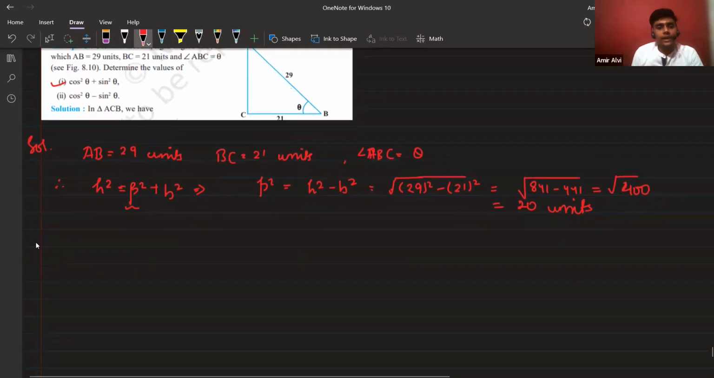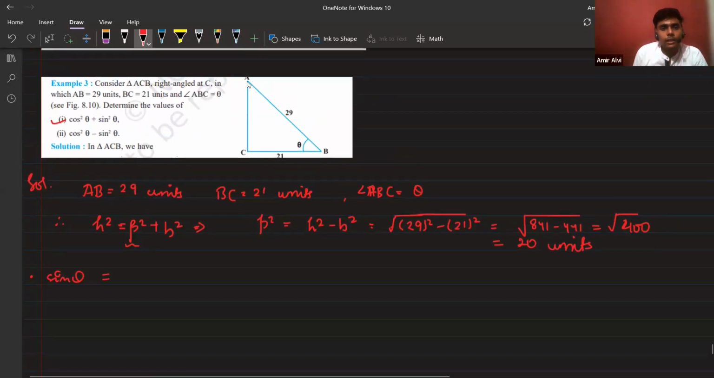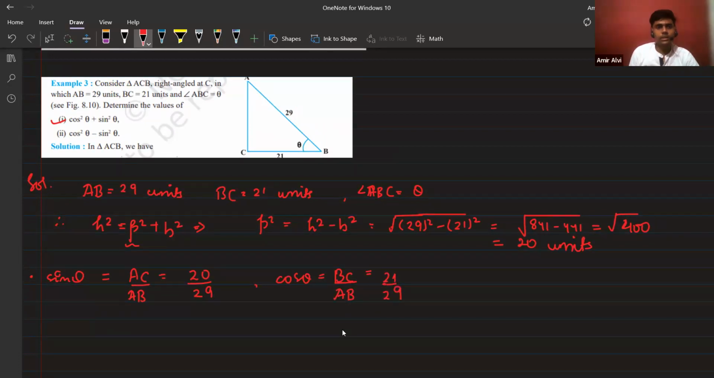Okay, so let's find out the first thing, sine theta. Now we got the perpendicular. Sine theta would be AC upon AB, perpendicular by hypotenuse, which is 20 upon 29. What will be cos theta? BC upon AB, which is 21 upon 29. Now what we have to do?